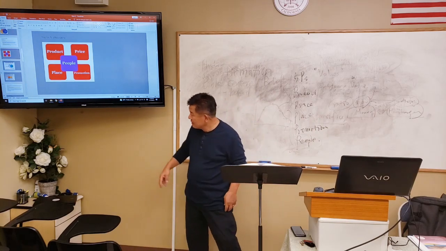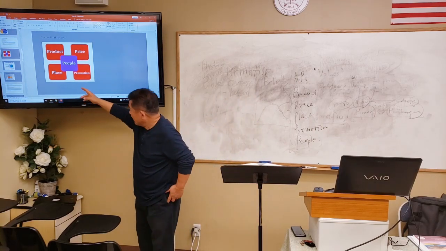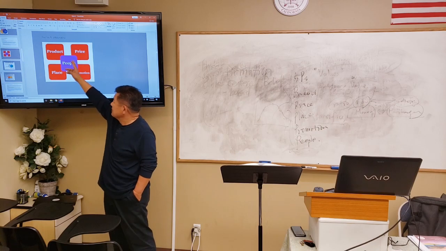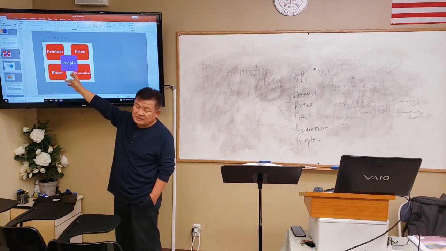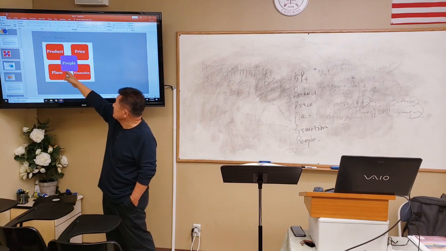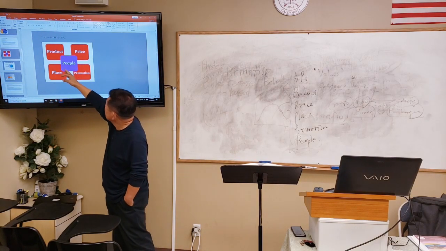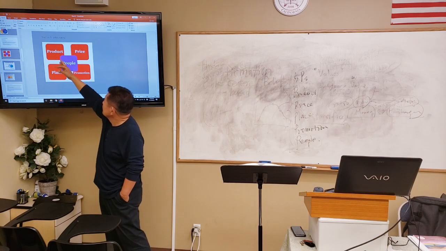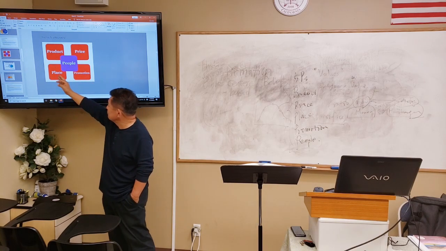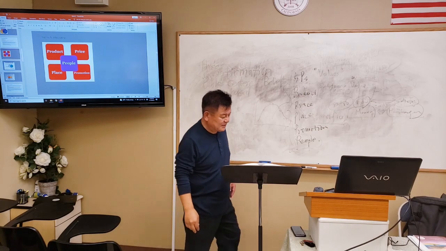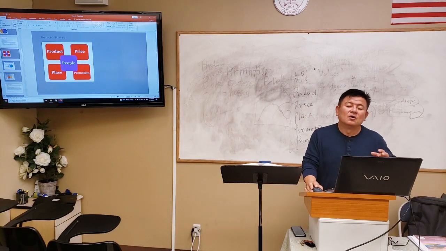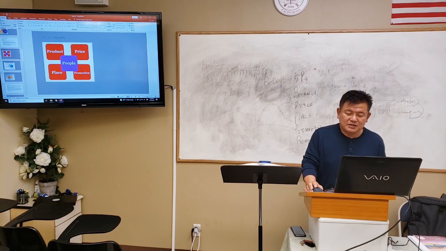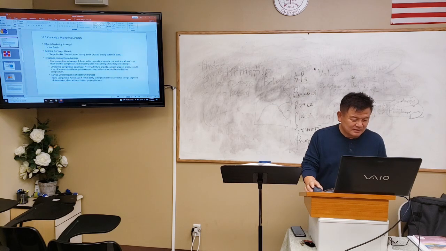So why are the people located in the center? People have the highest value in the five P's. So people, product, price, promotion, place. Five P's marketing. Okay, this is what marketing major students study a lot. Okay, this is the five P's.